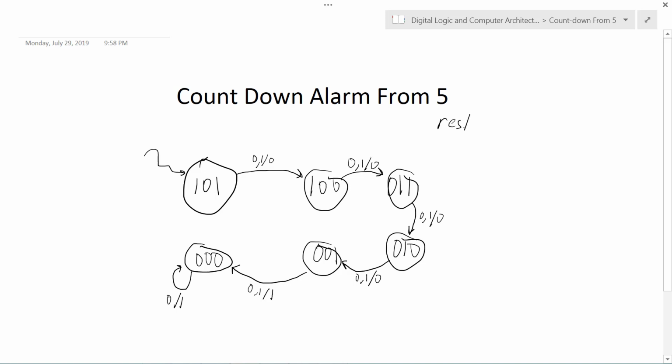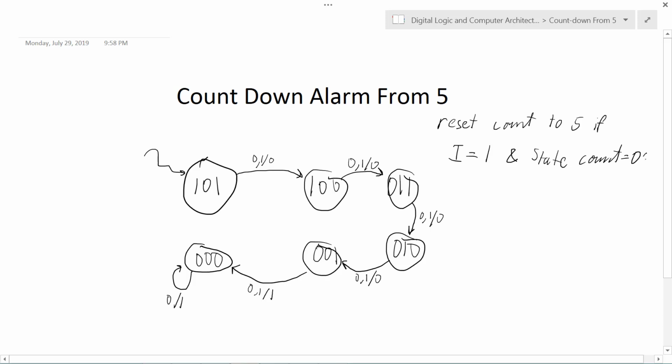So reset, count to 5 if I equals 1 and state count is 0. Else count down. This is our word problem to specify this state machine.